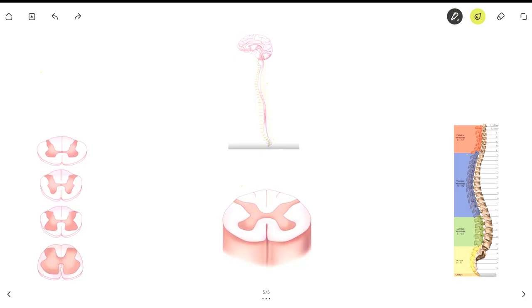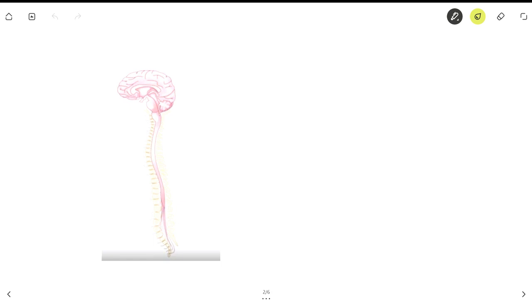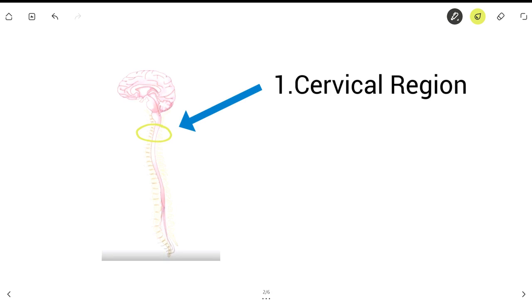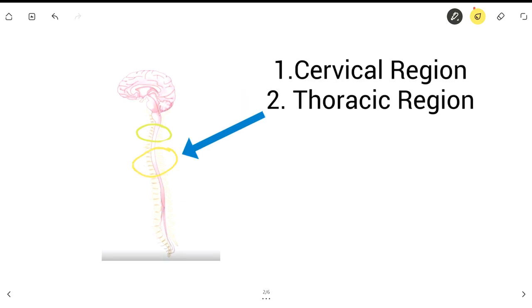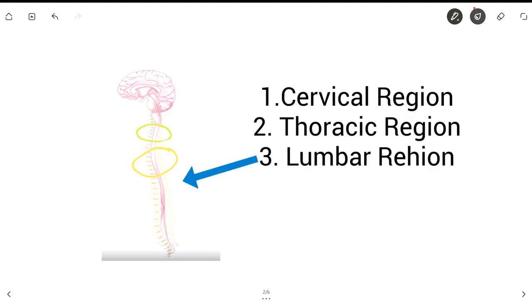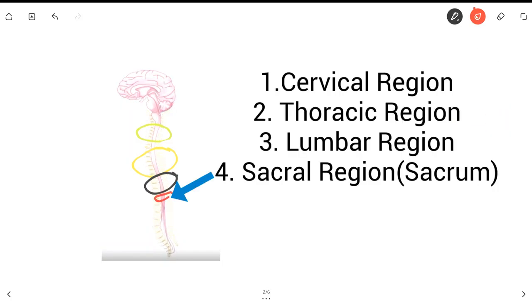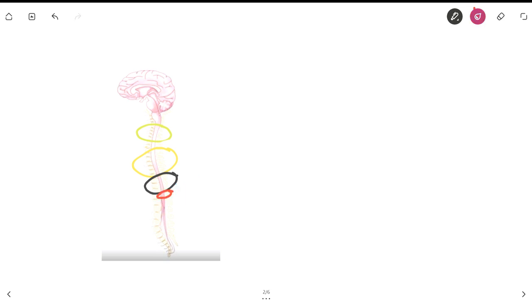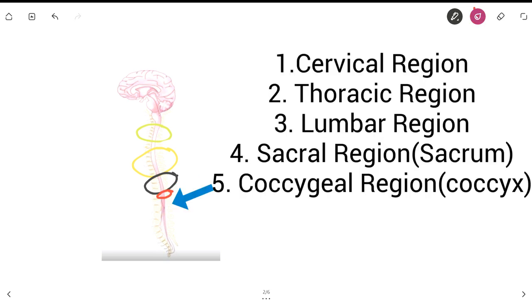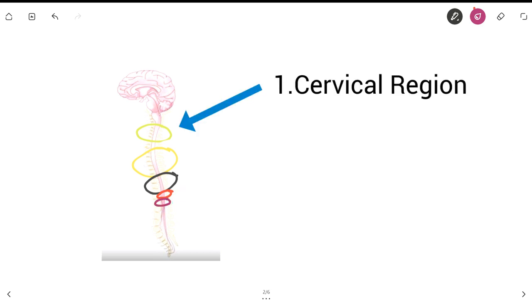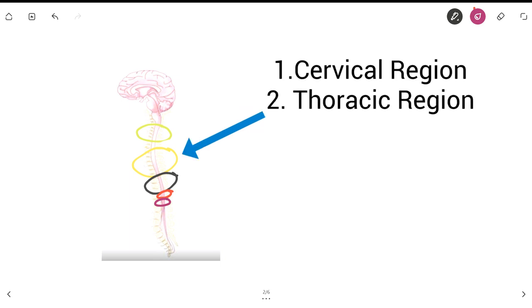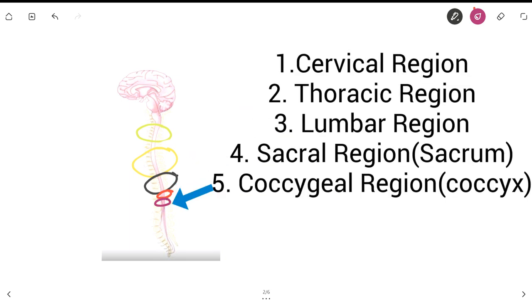So let's get right into it. The spinal cord has 5 different regions. This region is the cervical region. This is the thoracic region, and right under the thoracic region is the lumbar region, and then comes the sacral, which is a very small region, and finally we have the coccygeal, which is at the end of the spinal cord. So this is the order of the regions. We start off with cervical, then comes thoracic, then lumbar, sacral, and coccygeal.